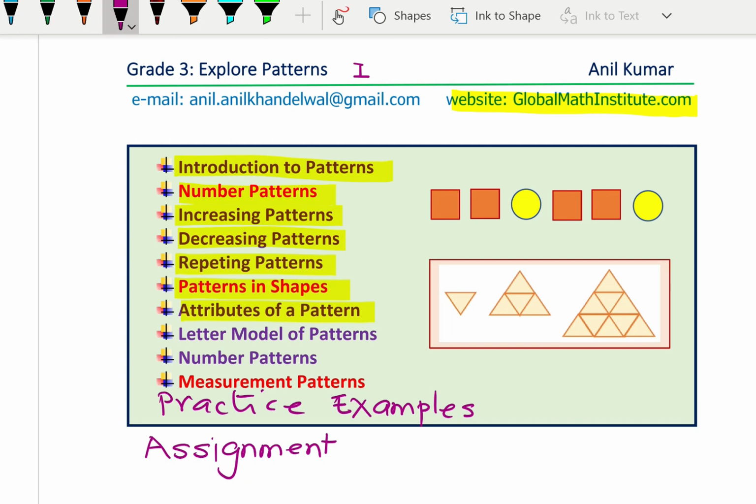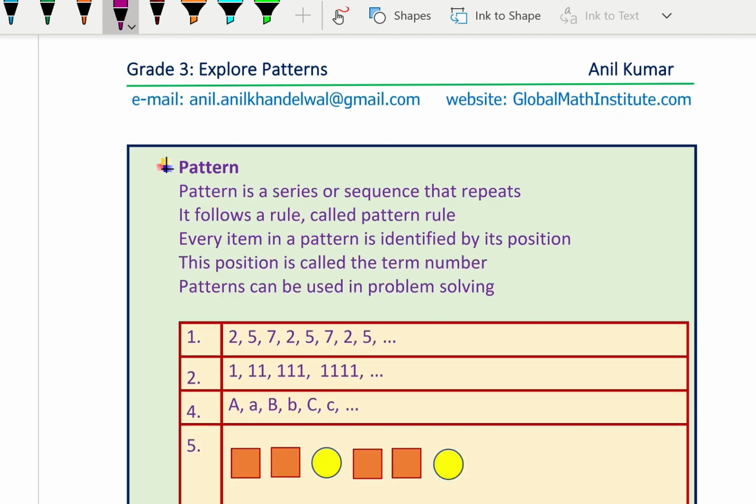So let's begin by defining what the patterns are. Pattern. Pattern is a series or sequence that repeats. So in simple words, that is what a pattern is. It is a series or a sequence that repeats. It follows a rule called the pattern rule. So for repeating, it has a rule, and that rule is called the pattern rule.